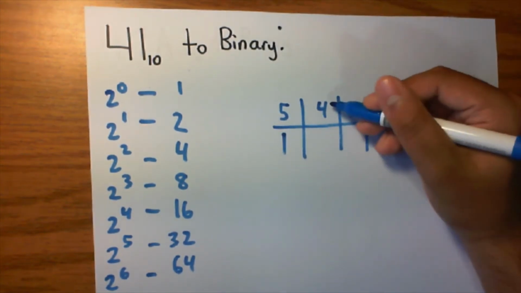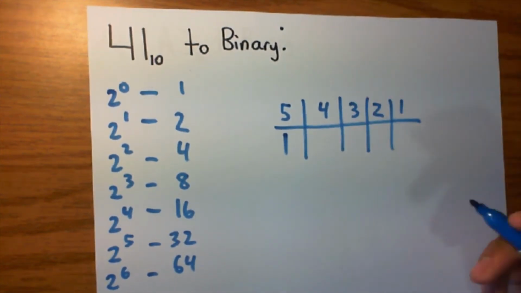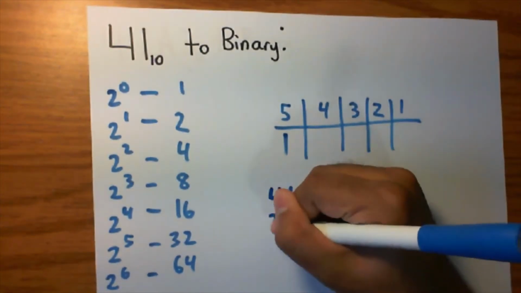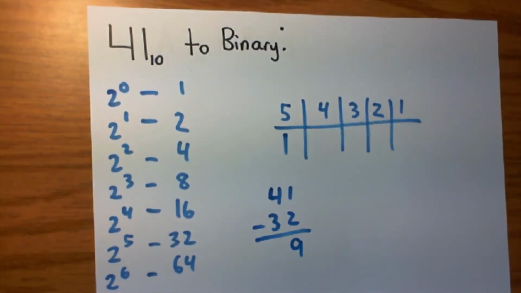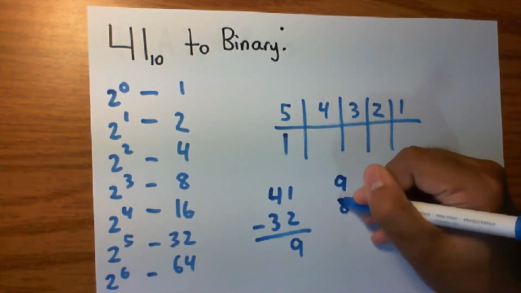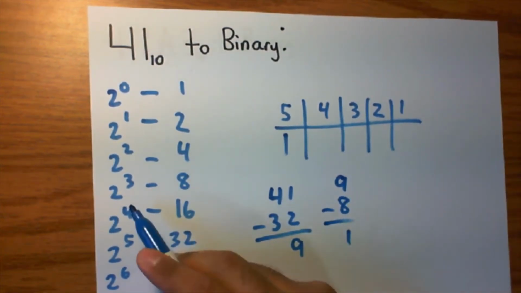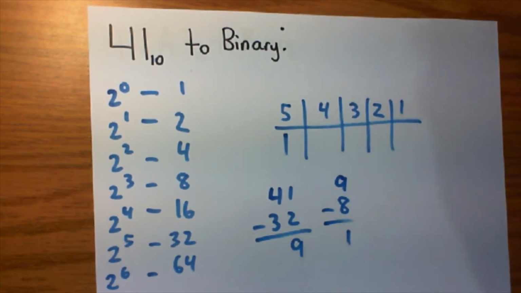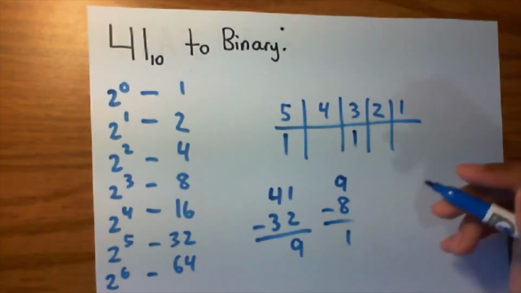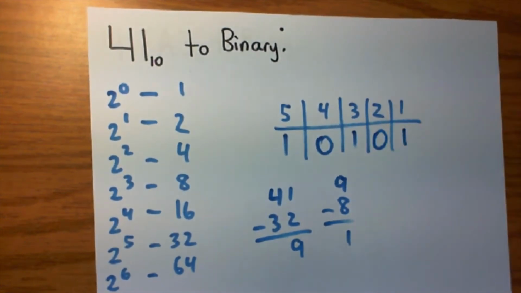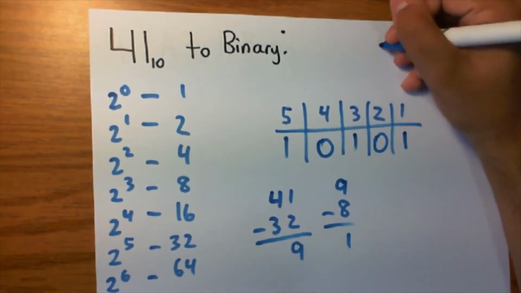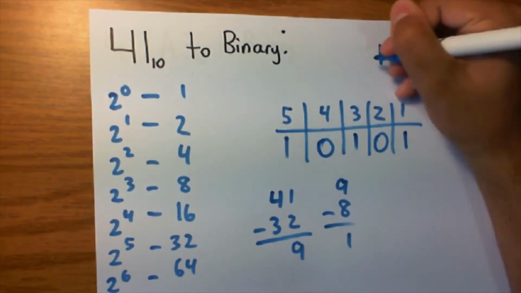So now you subtract 41 by 32, and you get 9. So now you have 9 left. I know 9 minus 8 is 1, so it's 2 to the third. So what you have is a 1 here, and then you have 1 left, so just in the 1's place. So what you get is 1, 0, 1, 0, 1. So your final answer is 1, 0, 1, 0, 1.